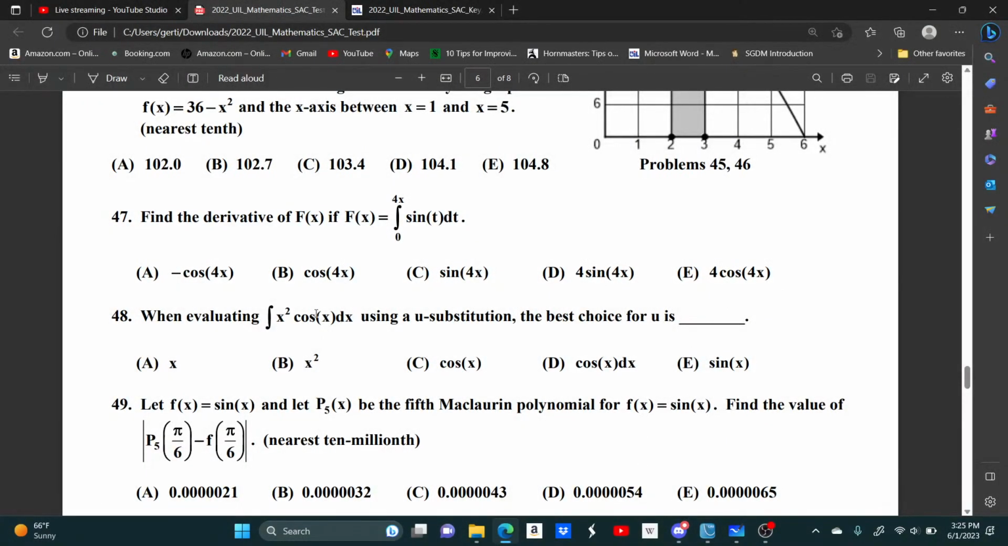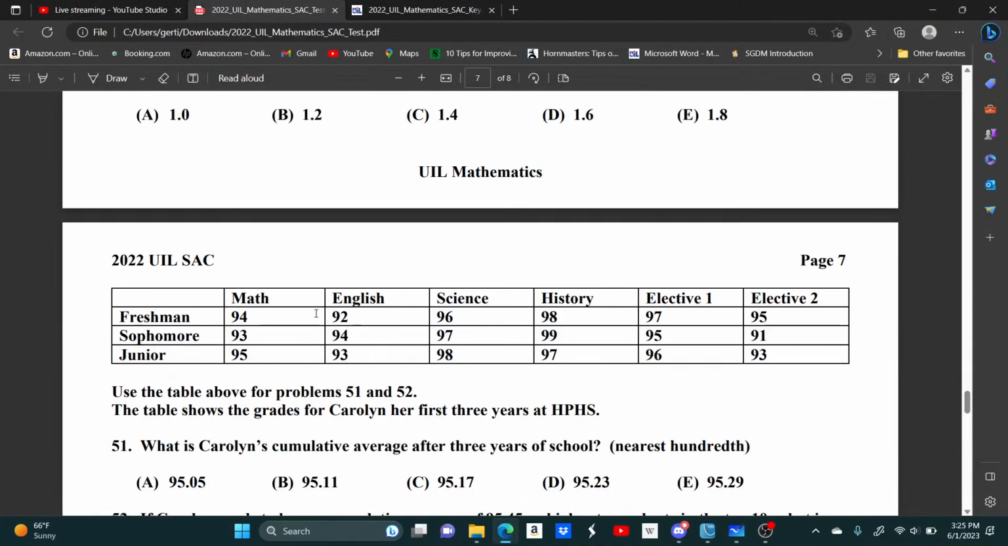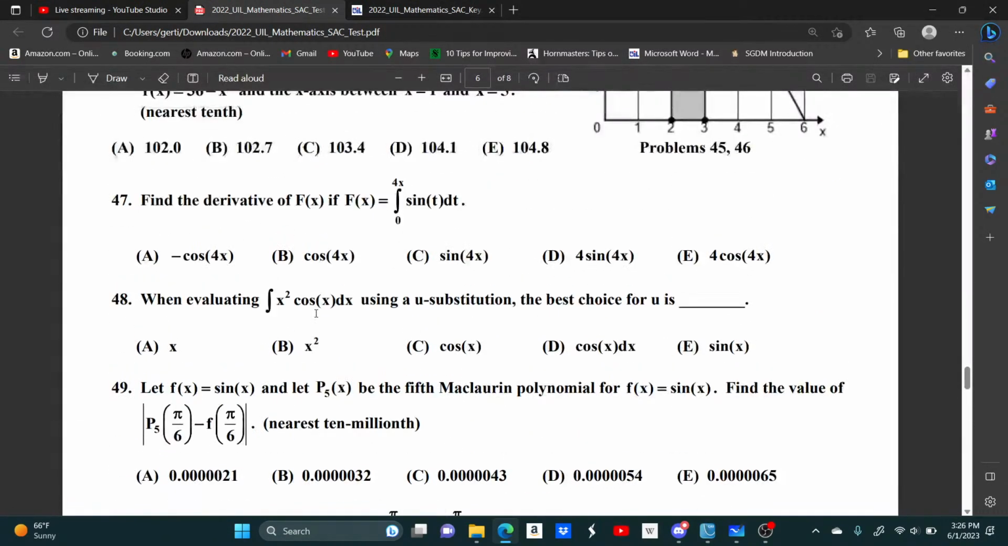Okay, yes. We only have... Oh, okay, they actually did 10 calculus, 10 stats. That's kind of nice.